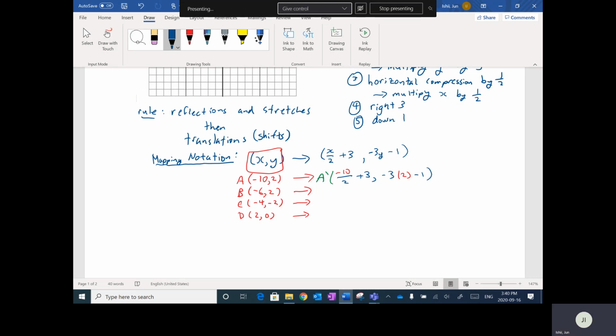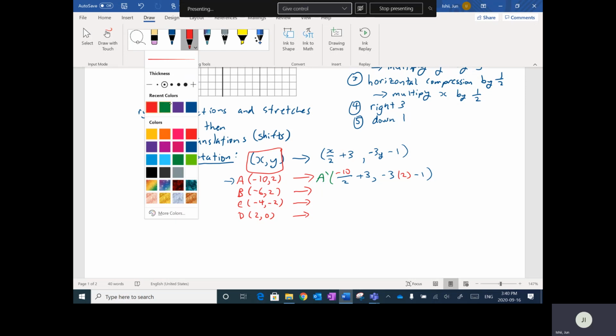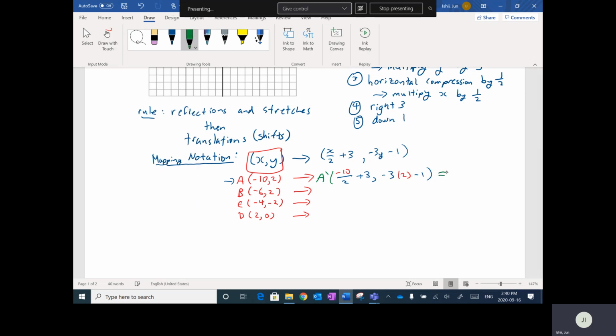Okay, so all I did there was I took this point A, which was on the original, subbed it into the mapping notation, get this, and now I can work this out. So I'll just switch over to green. So this is equal to, and I'll call it A prime again. So -10 divided by 2 is -5. -5 plus 3 is -2. And for the y coordinate, -3 times 2 is -6. -6 minus 1 is -7. All right. So using the mapping notation, point A, which used to be -10, 2, now becomes A prime, which is -2, -7. All right. And we're going to do that with the other 3 points.